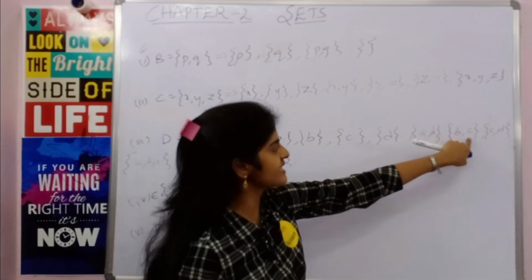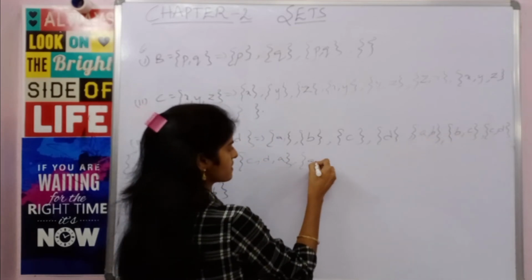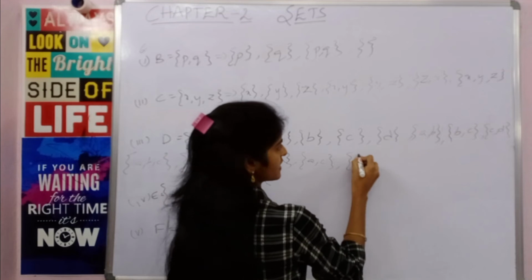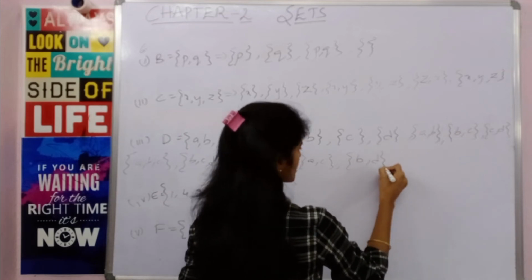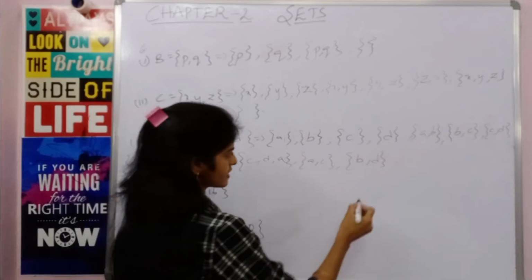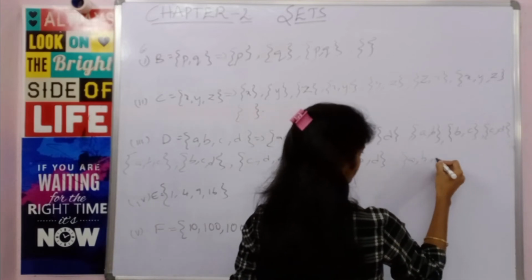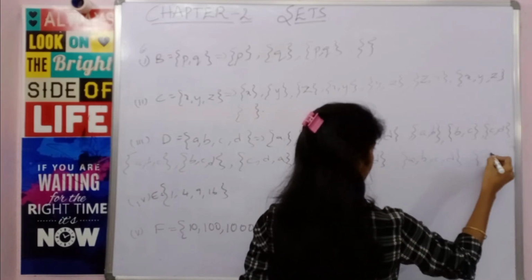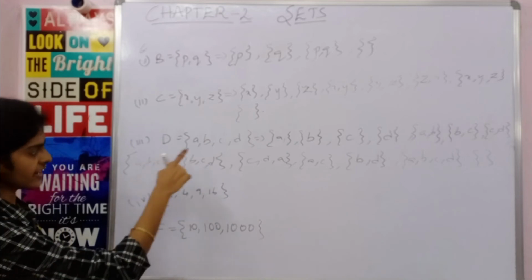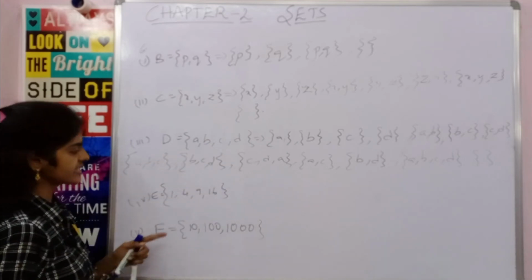You have A, B, B, C. You can write A, C as one combination. Yes, you can write B, D as one combination. Yes, and other than this you have A, B, C, D as the subset. Okay, and you have null set as the subset. Clear? The set itself and also null set. Clear?